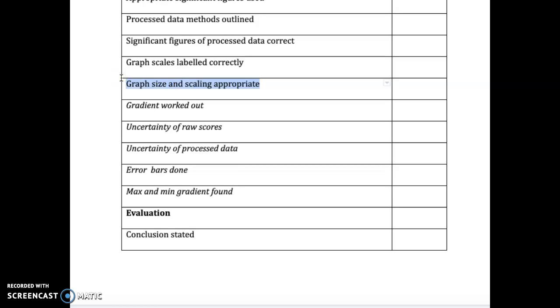And that is all you have to do for now. Once you get to that point, you've completed your IA for this stage, and I can grade it and give you some feedback.